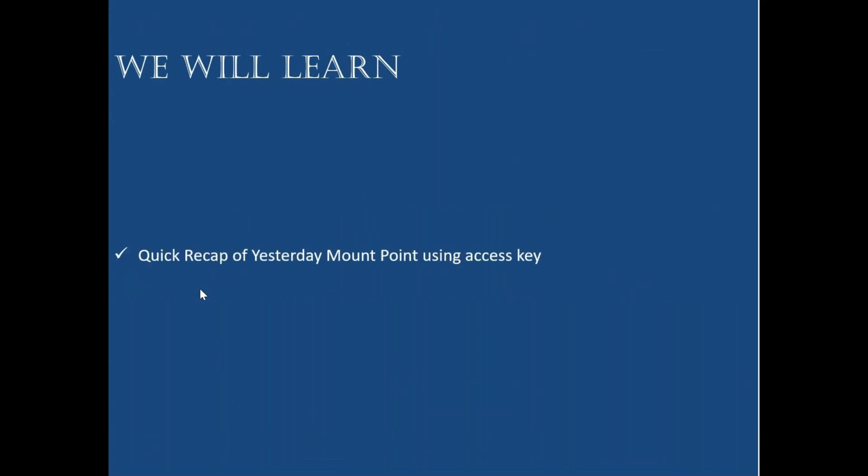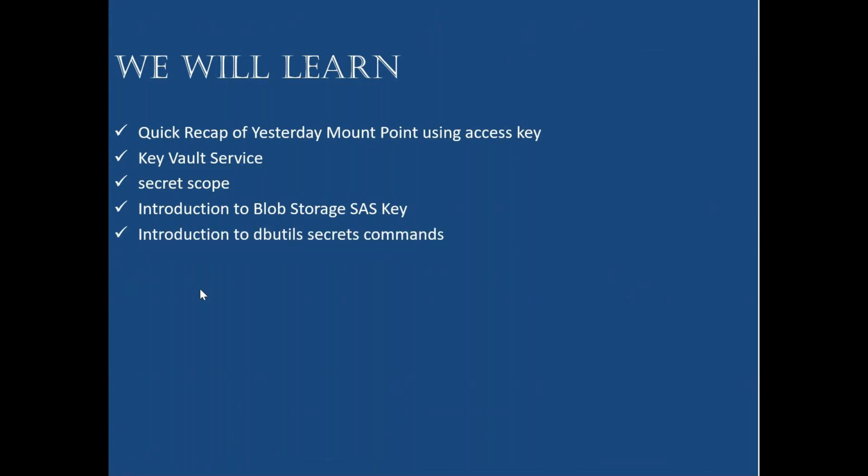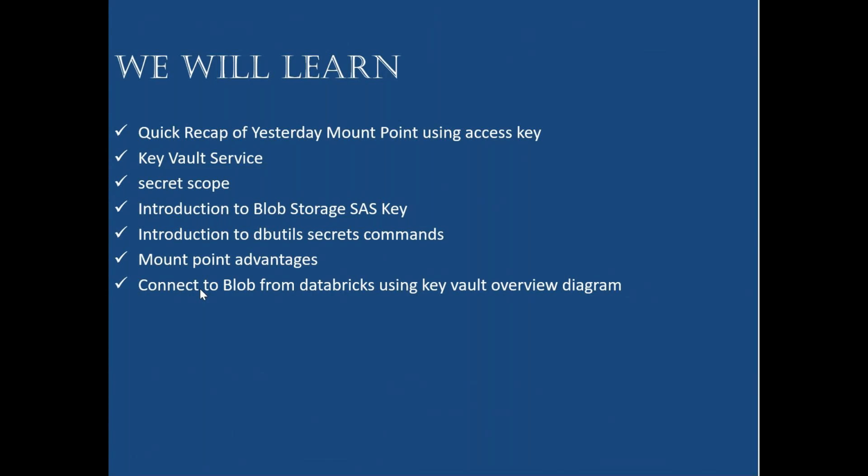In today's session, we will discuss a quick recap of yesterday's mount point using an access key. Today we will introduce the key vault service and the secret scope. Scope is nothing but how we connect to the key vault from Databricks. We will also introduce the blob storage SAS key. You can also use an access key, but if I explain with the same access key, it is kind of a duplicate session, with not much learning for you. That's why we create a mount point using a different key, the SAS key. That is what I will show you today. Then the introduction to dbutils secrets commands, and mount point advantages, which we have already seen yesterday.